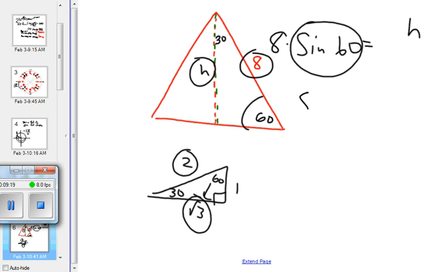So 8 times root 3 over 2. And then you can reduce a little bit because this 2 goes in here. It's 2 times 4. And I go, the 2's cancel. And now I have 4 root 3. Raise your hand if you had 4 root 3. Okay, that's most of you.